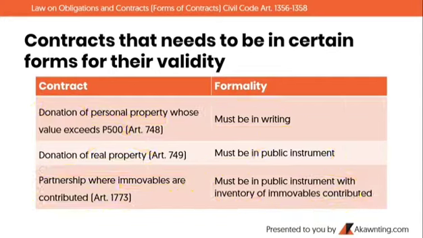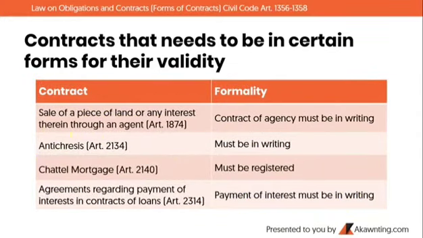Okay ba? Okay. So, next, sale of a piece of land or interest therein through an agent. Okay. So, in order for the contract of sale of the piece of land to be valid, the contract of agency must be in writing. However, the contract of agency need not be in writing to be valid. Okay? Ang mai-invalidate lang po dito is yung contract of sale kapag hindi in writing yung contract of agency. Okay? Pero yung contract of agency, okay lang.